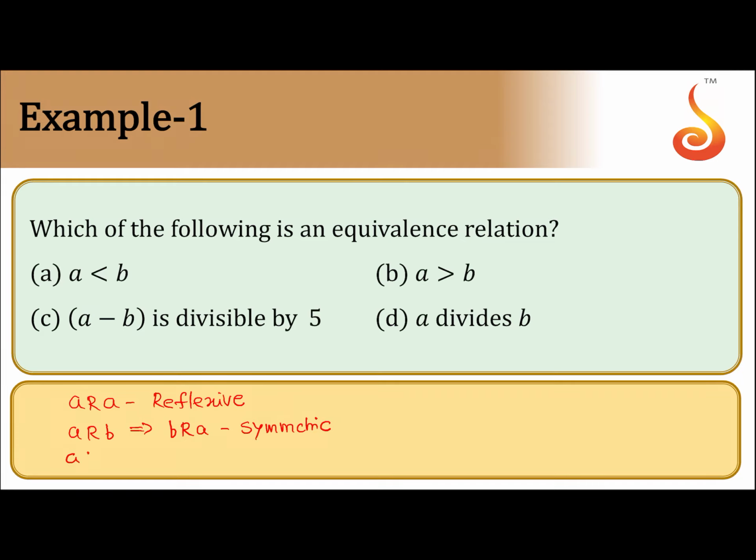A is related to B, B is related to C, implies A is related to C, then it is called transitive. So this is 1, this is 2, this is 3. If all three are accepted, then we say equivalence relation.